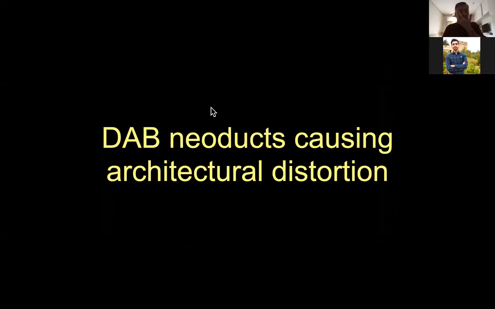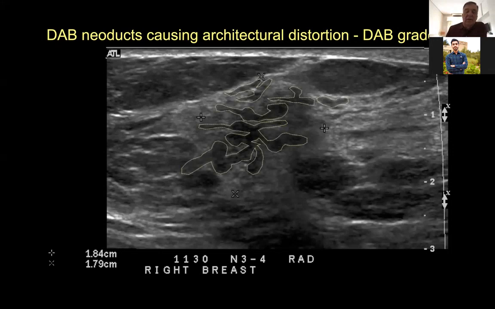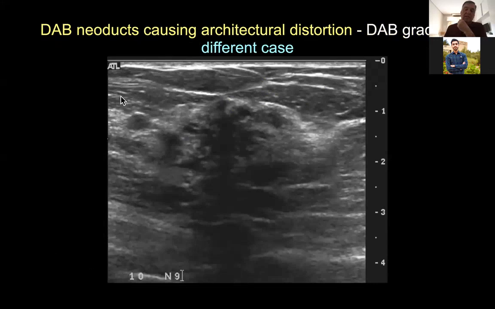Now, neoducts can cause architectural distortion. So most of the time when we see architectural distortion, we think radial scar or invasive lobular or stellate invasive ductal cancer. But you can get DABs that radiate. So this is what was called pure grade 3 DCIS. Again, I think this is actually DAB and a stem cell duct forming invasive cancer, underdiagnosed as DAB by pathology, but you can see that they're radiating in this particular case, and same here.